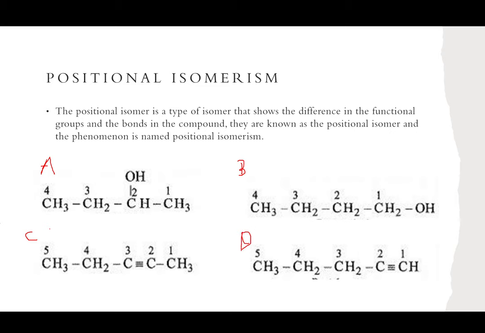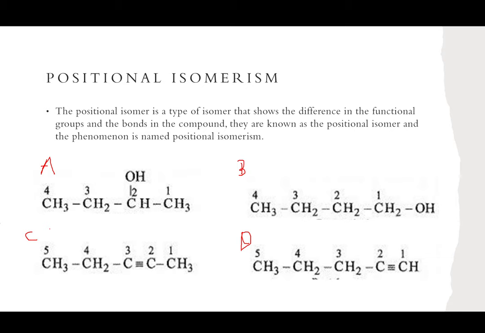Are A and B isomers? Which ones are the isomers? A and B, C and D, C and B, A and D. What are the positional isomers that you guys see? Which two are isomers of each other? A and B and C and D. Okay, so A and B are isomers and C and D are isomers, positional isomers, but they don't overlap with each other. So D and B are not isomers, right?